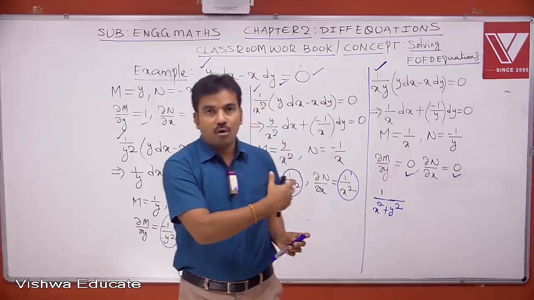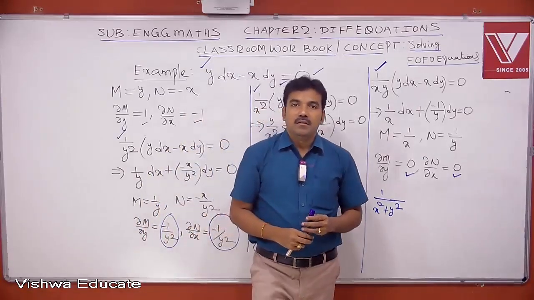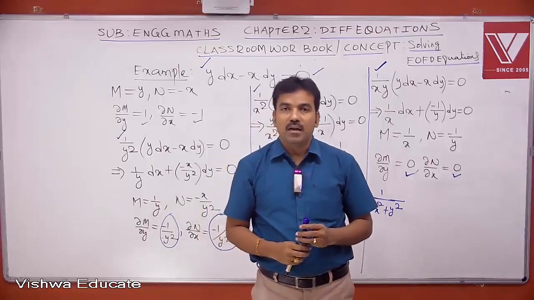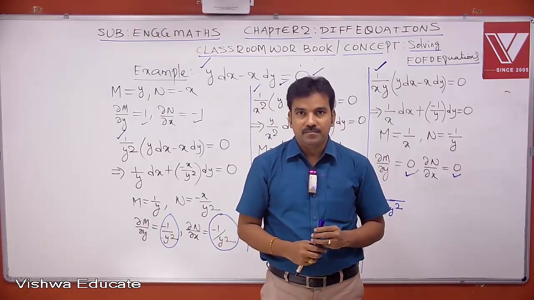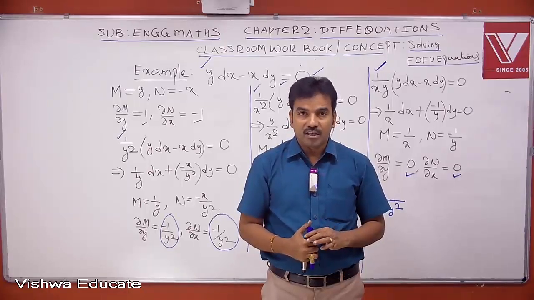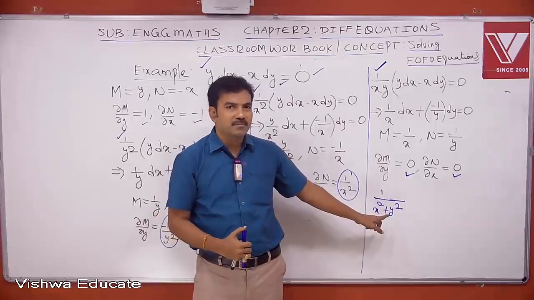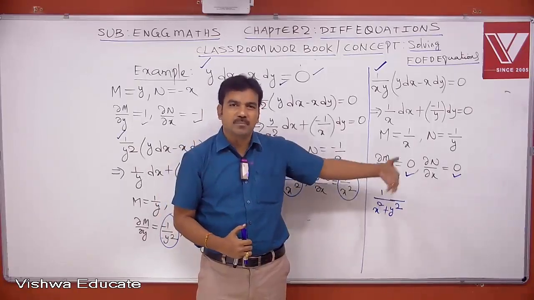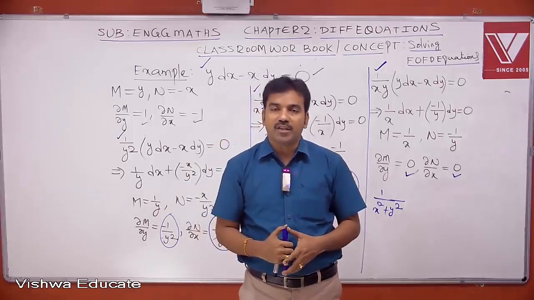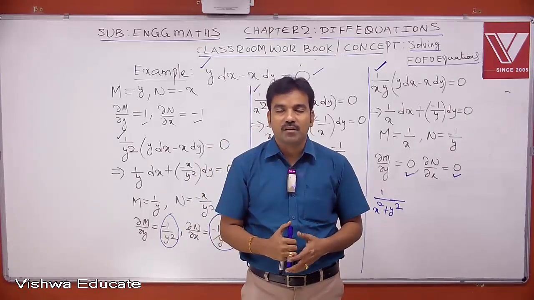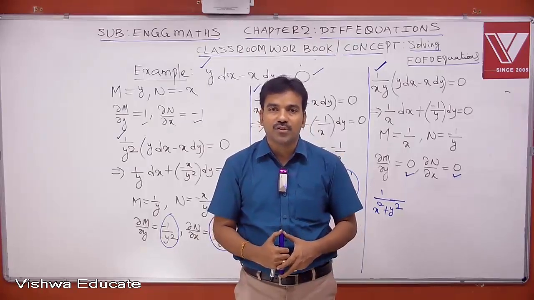Now write the conclusion of all these steps. Therefore, 1 by y square, 1 by x square, 1 by xy, and 1 by x square plus y square are all integrating factors of y dx minus x dy equal to 0. This you can easily verify. So you write it as a part of integrating factors.